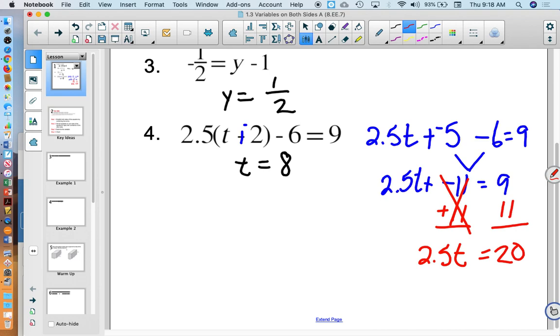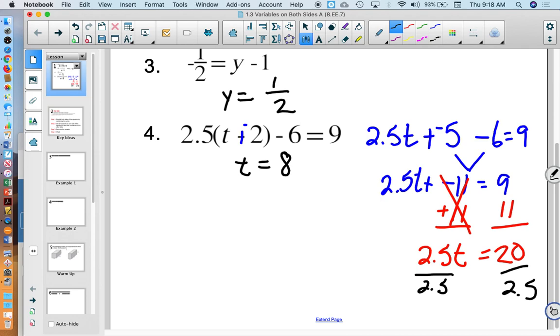Now I deal with the 2 5/10. I got rid of the constant first, so I can deal with the 2 5/10. And what is the opposite of multiplication? How do I undo that? Division. So divide both sides by 2 5/10. And that should bring you back to t equals 8.